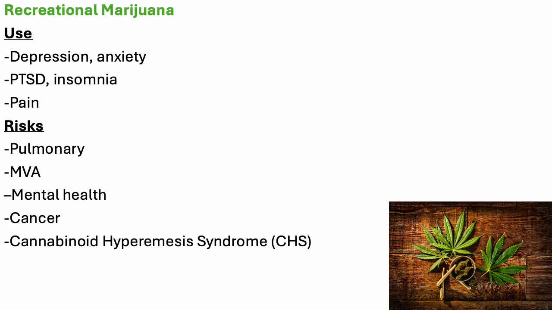Lastly is recreational marijuana. It's used for depression, isolation, anxiety, insomnia, PTSD, and pain. Risks of taking this include pulmonary risks, motor vehicle accidents, mental health, cancer, and cannabinoid hyperemesis syndrome. This cannabinoid hyperemesis syndrome is due to regular cannabis use, could cause nausea, vomiting, and abdominal pain. Some people get relief from taking hot baths or hot showers, but most of the time these symptoms will resolve when you stop taking cannabis.